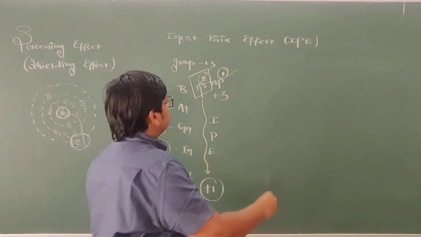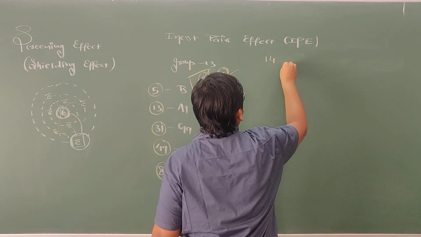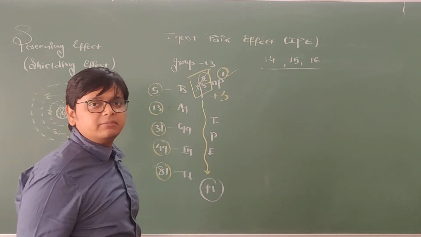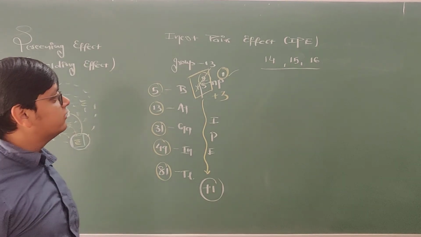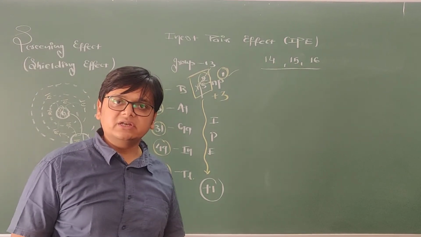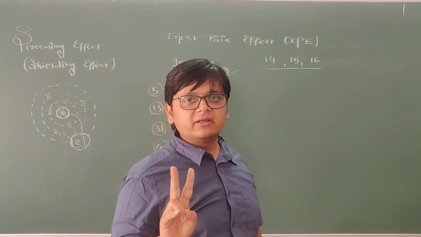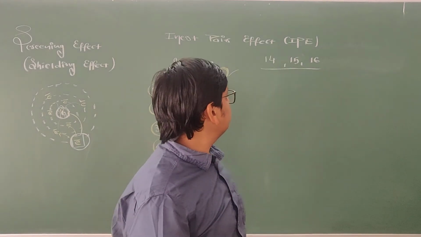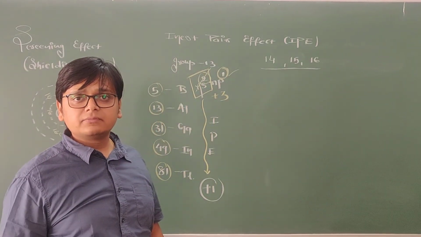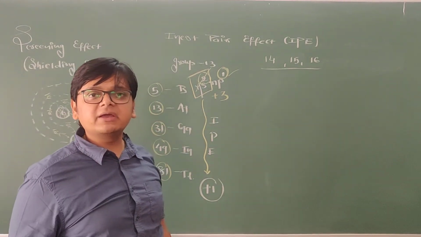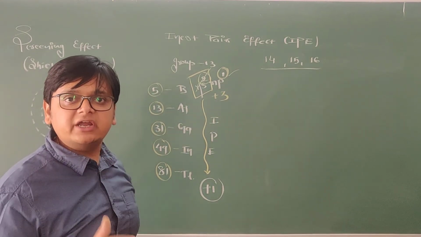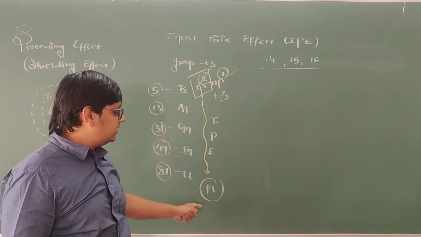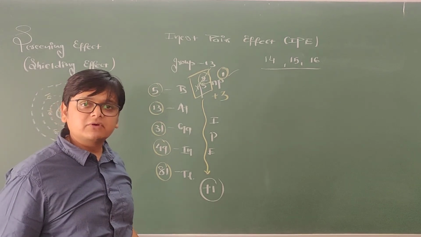Inert pair effect can be observed in group number 13, 14, 15 and 16. Group number 17 and 18 do not show inert pair effect. Due to inert pair effect, each time 2 electrons, it means one pair, will become inert, and so the oxidation state will decrease by 2 units by moving down the group. See, it is already +3. By moving down the group, the stable state will be +1.